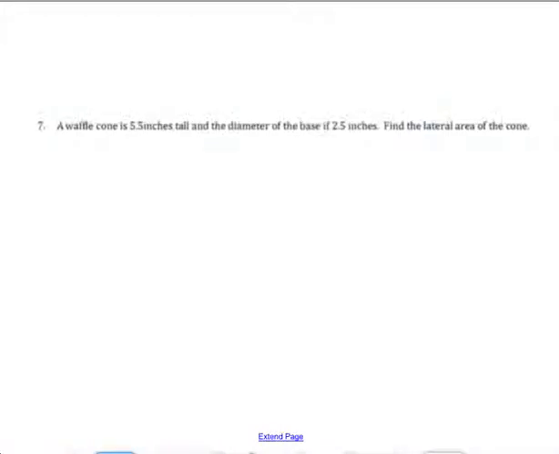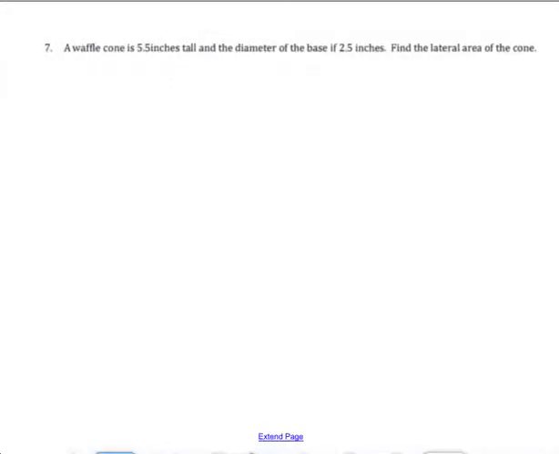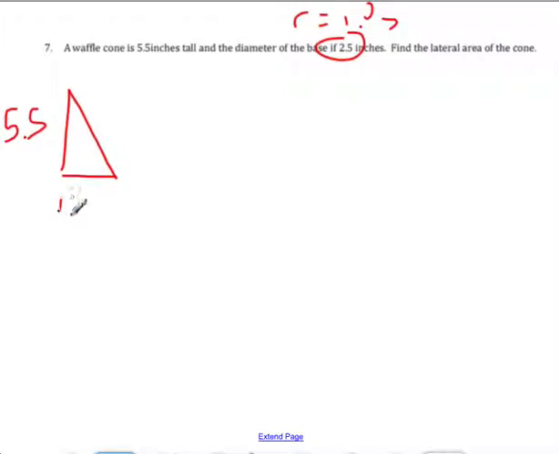All right, let's take a look now at number 7. A waffle cone is 5.5 inches tall, and the diameter of the base is 2.5 inches. Find the lateral area of the cone. So what we don't know is the lateral, or the slant height, right? Because the cone itself is 5.5 inches. And if the diameter is 2.5 inches, if we divide that by 2, we get a radius of 1.25 inches. So that means that this right here is 1.25. So we need to use that to calculate x. That's going to give us our slant height.